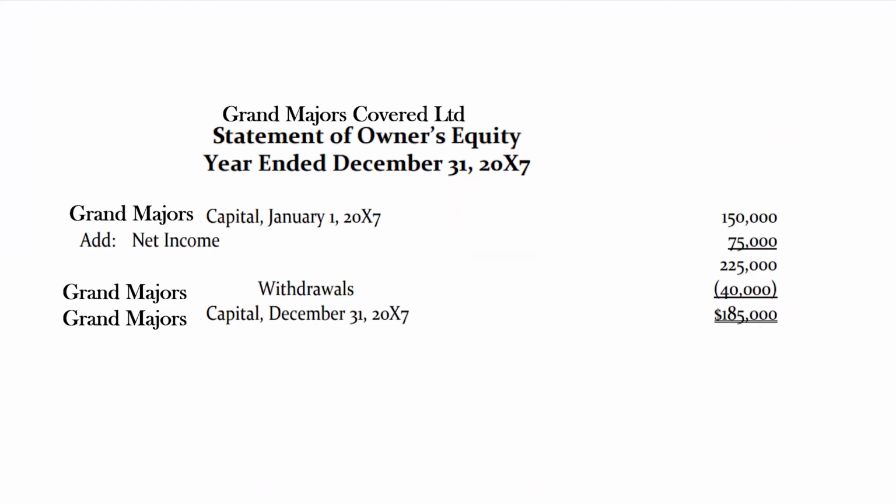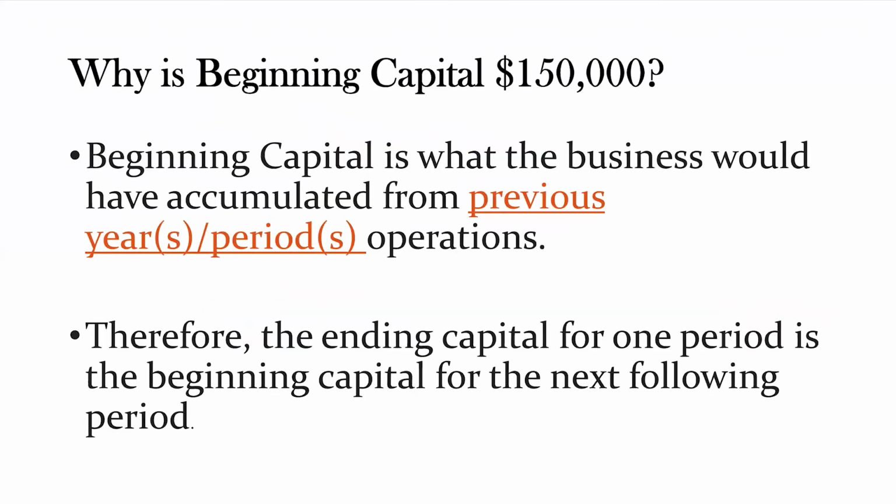So we have, again, the name of the business, the statement that we're doing, and the period for which we're doing it. And this would be our statement of owner's equity, where we have beginning capital, $150,000, plus our net income. We have no additional investments, so we can go ahead and sum that. Then we would less our withdrawals of $40,000 that was said in the question, and we'll get ending capital, right?